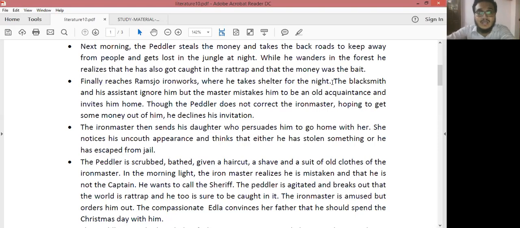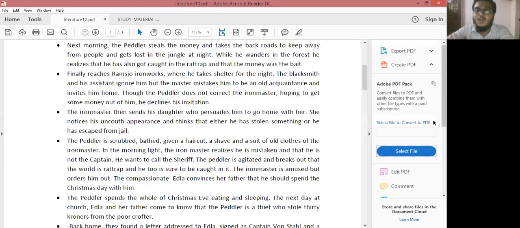He was lost in the jungle. While he wanders in the forest, he realizes that he has also got caught in the rat trap, that the money was the bait. So he understood later what that was.